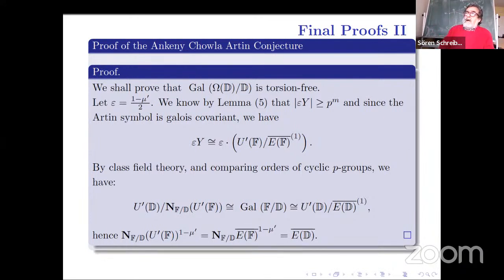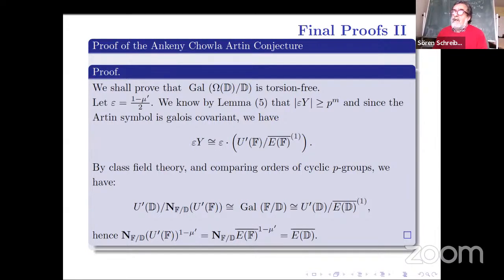Okay. Now I use class field theory, so by class field theory, the Galois group of this extension is U prime F over the closure of the units. You see, U prime F comes from the fact that I eliminated the Z_p part of the local units. So this is what local class field theory gives us, because there is only one prime above P.